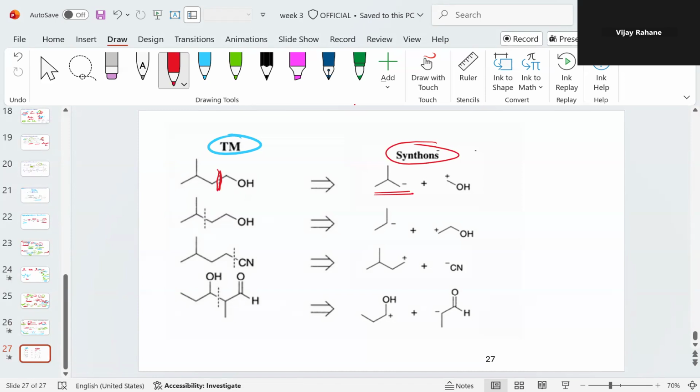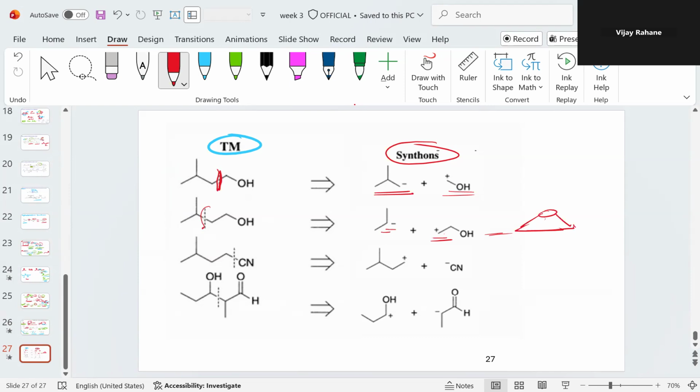So the synthon will be like this, C positive. So this can come from either formaldehyde or a similar sort of starting material. If you do the disconnection here, the synthons possible are C negative, and here there is positive, and obviously this we have already discussed. This can come from a similar sort of epoxide.